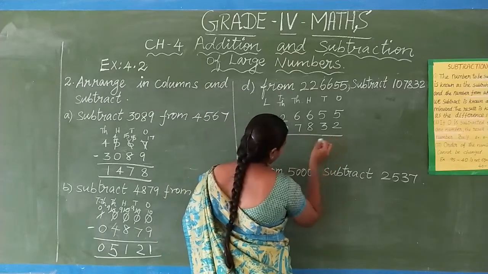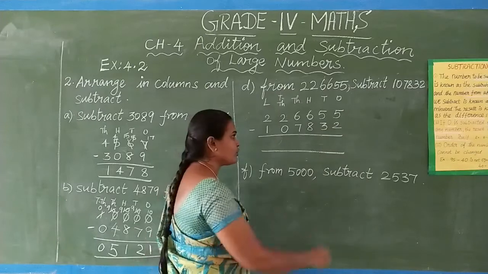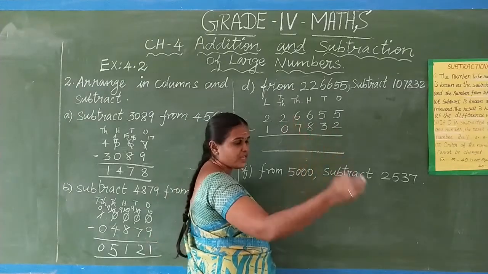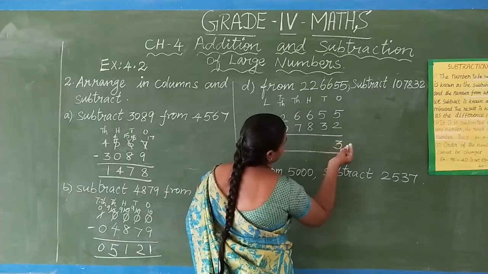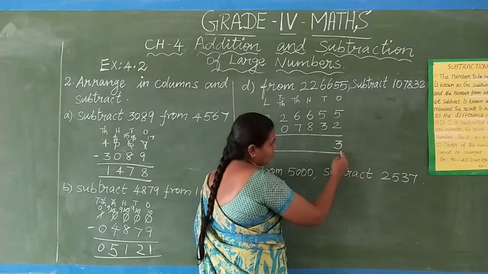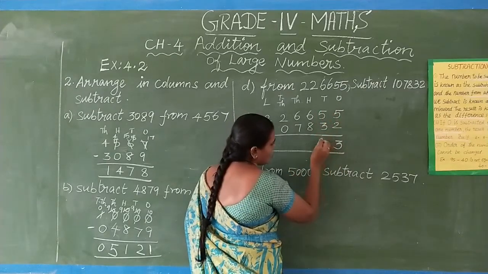Subtraction. 5 minus 2, 2 after 3, 4, 5. So your answer is 3. So 2 subtracted from 5, we get the answer 3. Then 3 subtracted from 5. So 5 minus 3, 2.